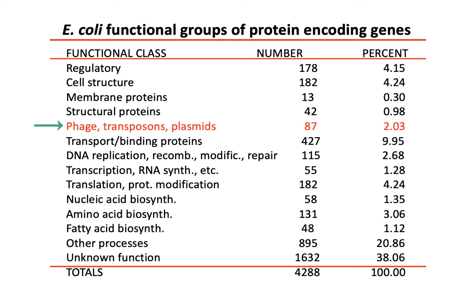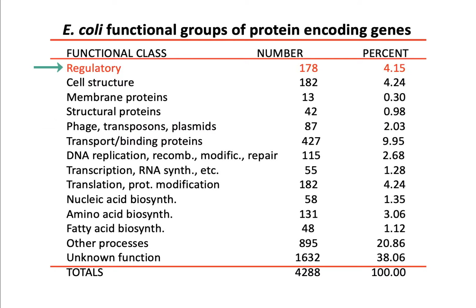The next group that was somewhat of a surprise is that there were 87 genes, about 2% of the genome, made up of viruses or phage, transposons, and plasmids. So a relatively large proportion of the genome was made up of viruses and transposons. And this holds true in most genomes that I'm aware of, including the human genome, where up to about 8% of the genome is made up of virus sequences, and about 40% consists of transposons and retrotransposons.